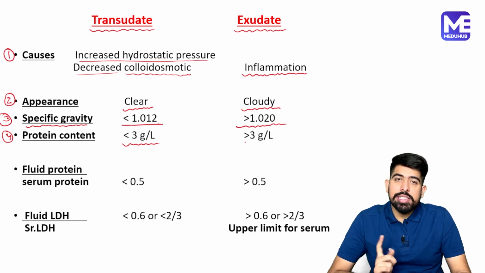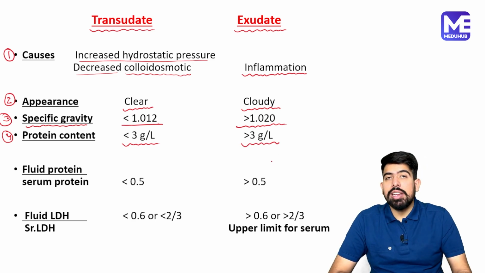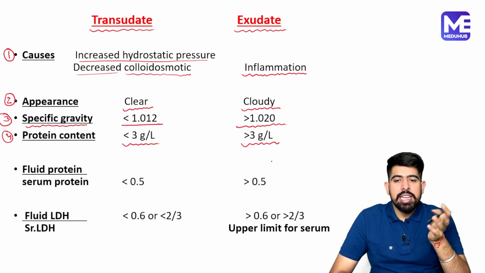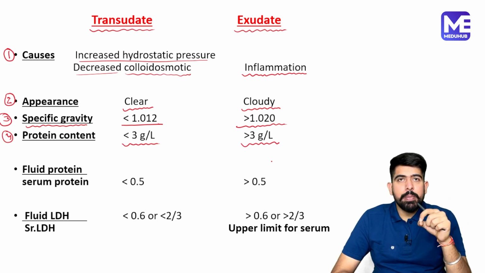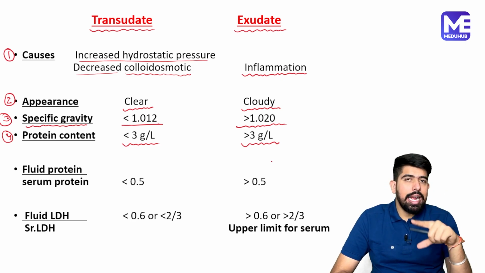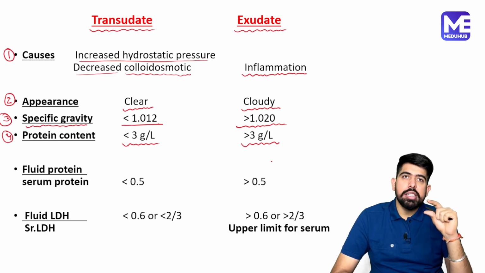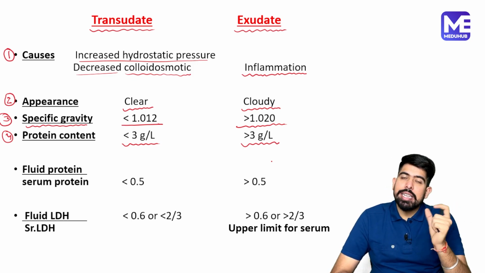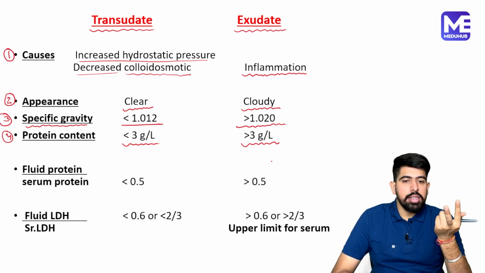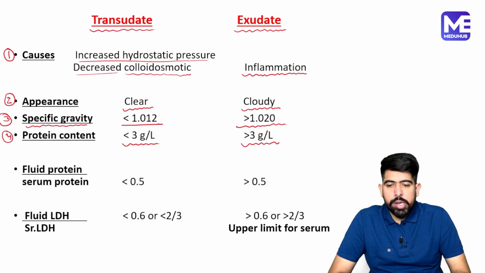If it is exudative, the protein will be more than 3 grams per liter, right? So we can collect this fluid from the pleural cavity and test how much protein is available in it. From this also we can get to know whether it is a transudate or an exudate.